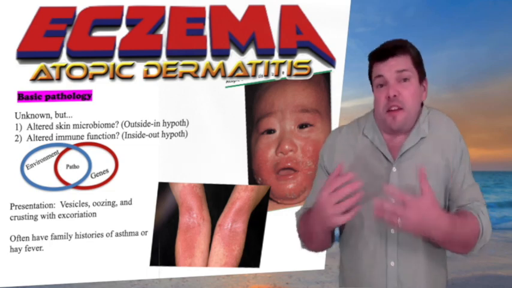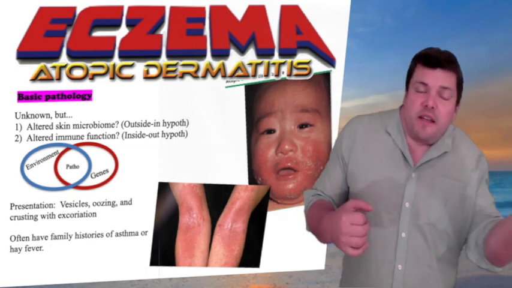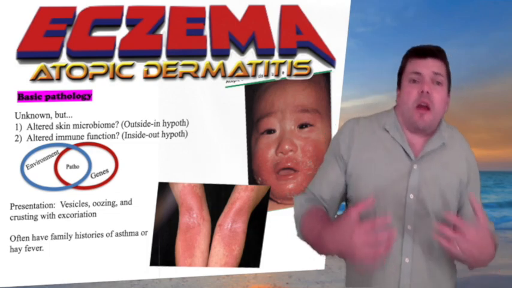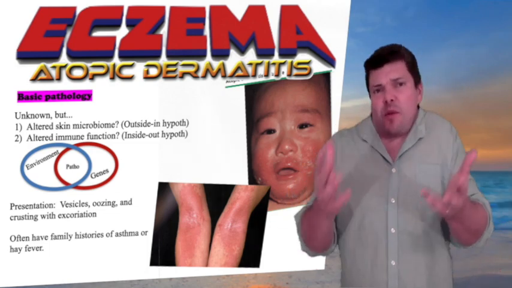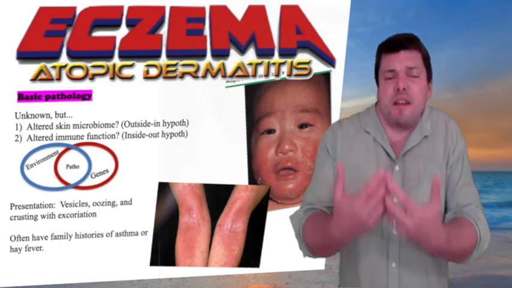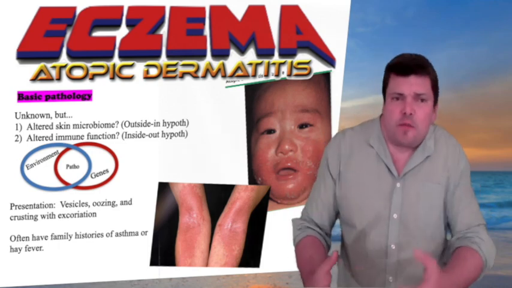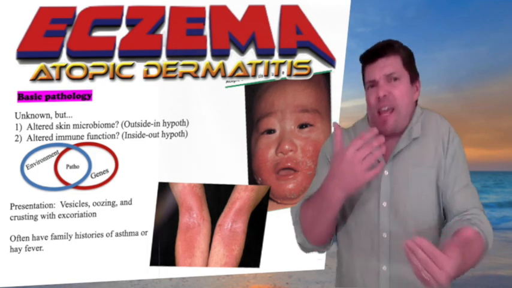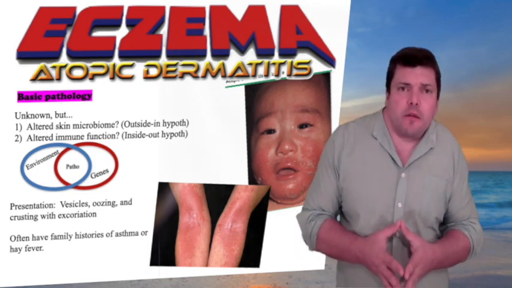The interesting thing about the inside-out hypothesis is that many people who suffer with eczema come from families where immunodysfunction is common, such as families with asthma or families who have a high degree of seasonal allergies and hay fever and things of that nature.